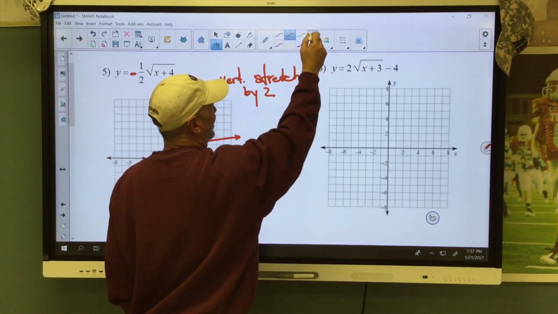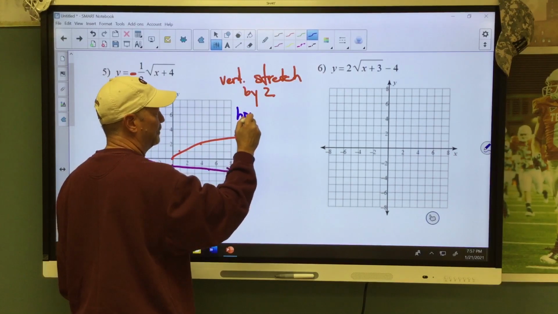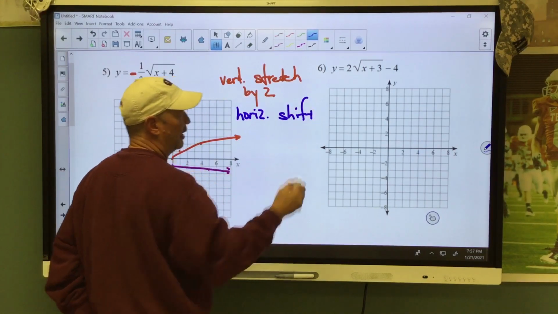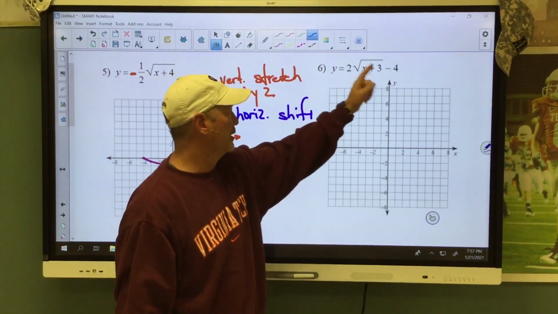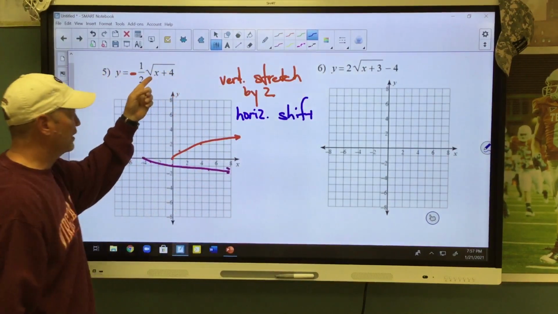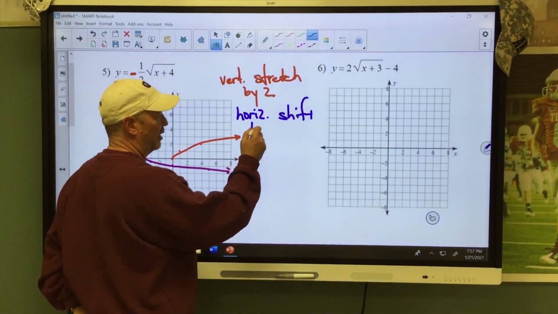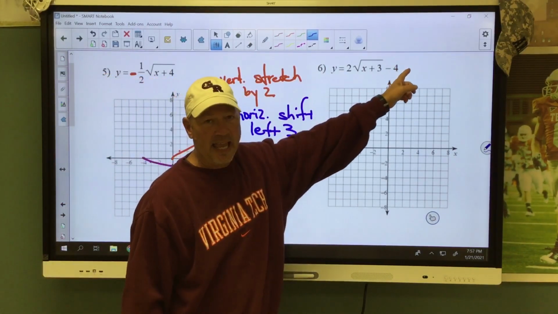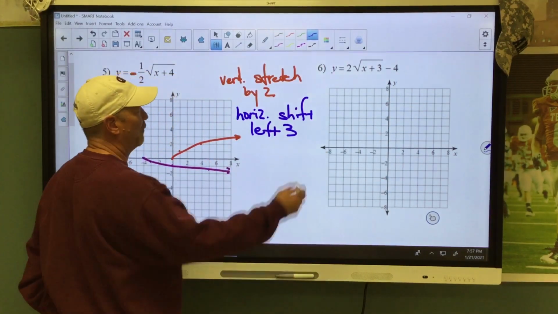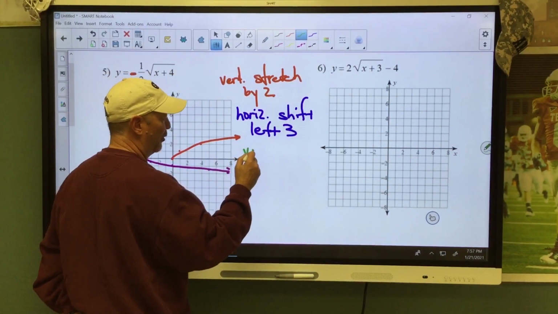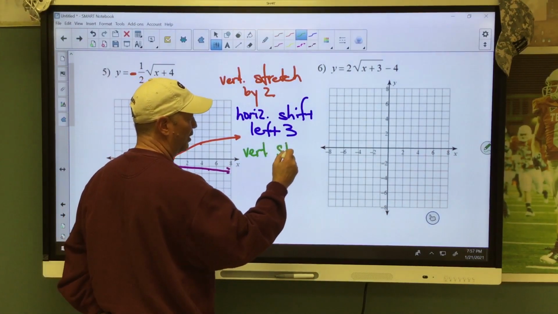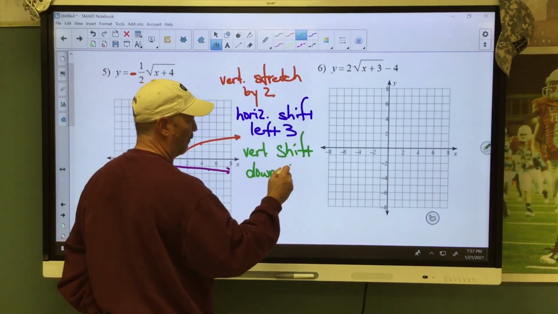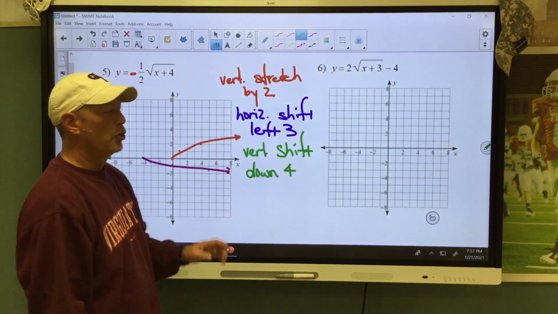The x plus 3 is going to be a horizontal shift. Now that's a plus 3, so we're thinking opposite. This is going to be left 3. And this is our K value. We're going to have a vertical shift, you can say translation, down 4.